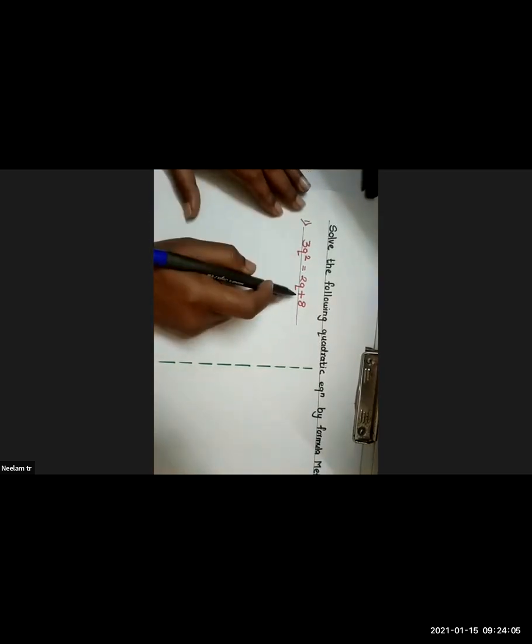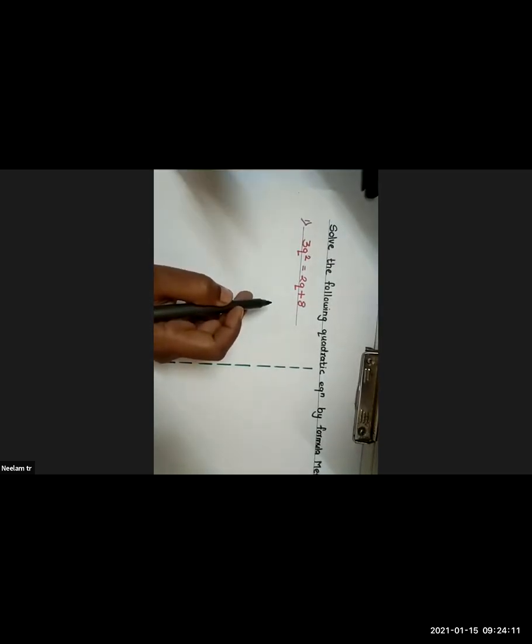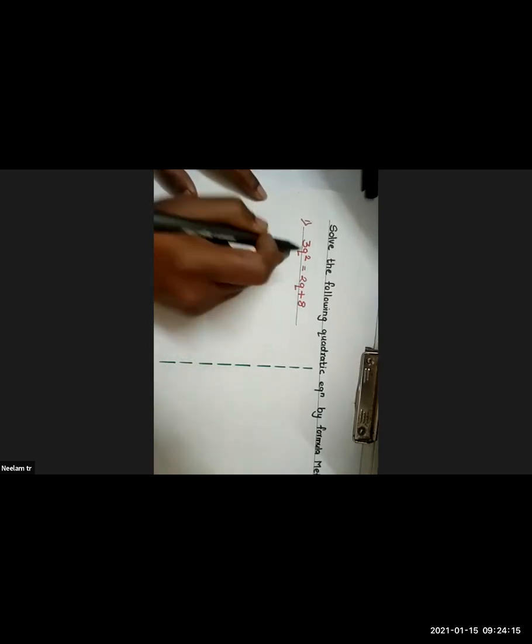See, is this in the standard form or general form of quadratic equation? You'll say no, ma'am, our standard form is ax square plus bx plus c is equal to 0. For that, first I need to make it in the standard form. How will I make it?